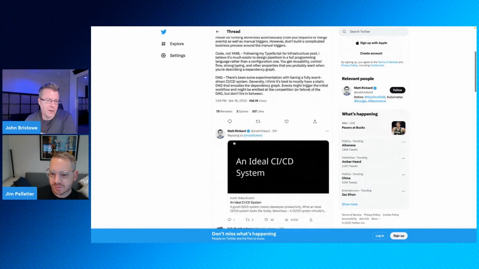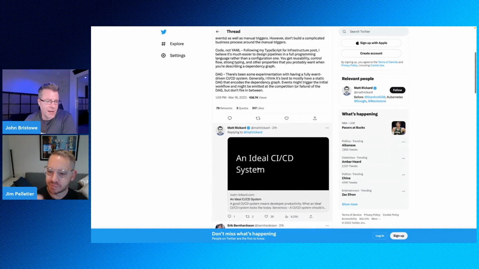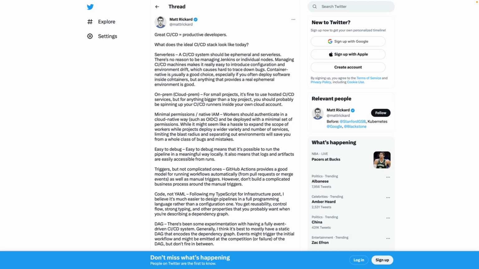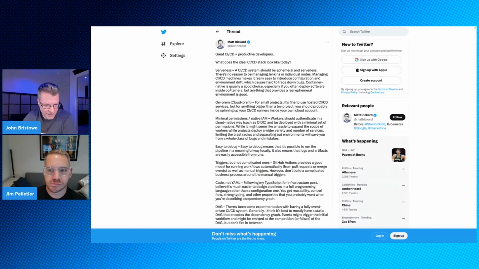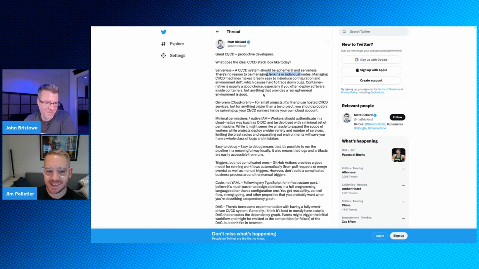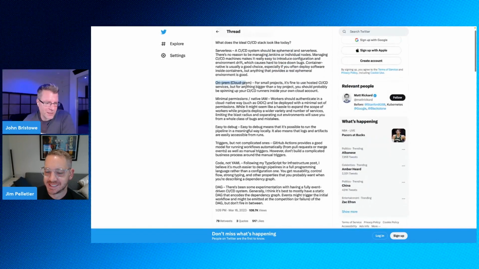He summarized it in an article called An Ideal CI/CD System, where he talked about what would be the ideal CI/CD setup or system that if he had to envision the stack, it would be serverless. So it'd be ephemeral and serverless. That makes sense, right? You don't really want things hanging around. There's no reason to be managing Jenkins or individual nodes. You don't want to manage them. So, yep. On-prem or cloud prem.